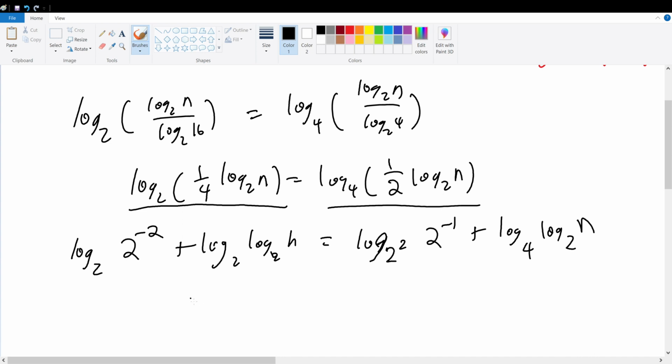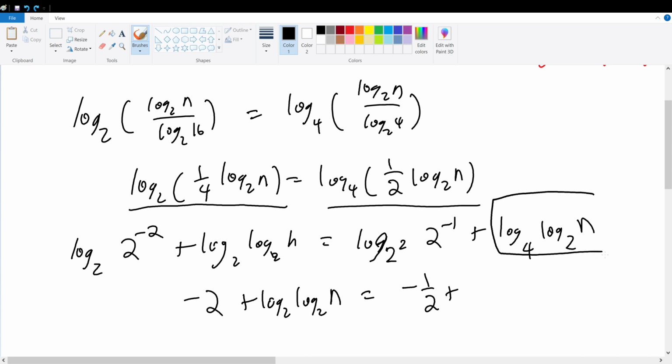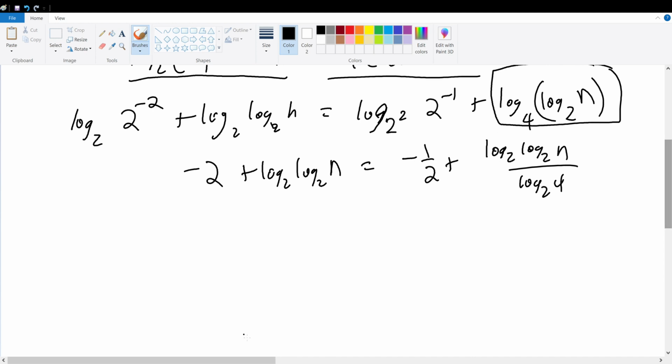If we evaluate this out, we get negative 2 plus log base 2 of log base 2 of n, which equals negative half plus log base 4 of log base 2 of n. But wait, this is not in terms of base 2, though the inside is already in base 2, which is log base 2 of n. So let's rewrite log base 4 of log base 2 of n into base 2, which is log base 2 of log base 2 of n over log base 2 of 4. Now log base 2 of 4 is just log base 2 of 2 squared, which gives you 2, but it's in the denominator, so that becomes 1/2.